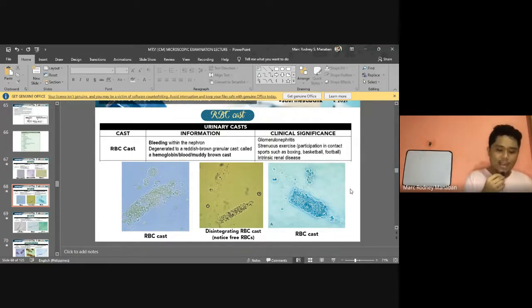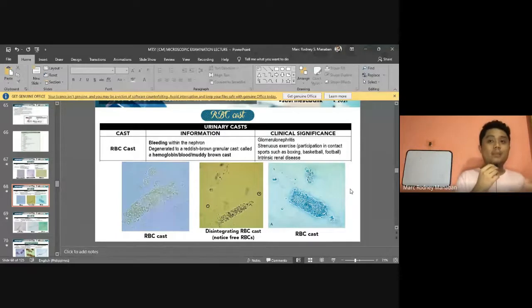Alright. Now, for RBC casts, after a long period of time, these RBCs can disintegrate or lyse, and of course they can release hemoglobin into your cast. Once this happens, your cast will be colored yellow-brown, or muddy brown. And once this happens, it is already called a blood cast, or a hemoglobin cast, or a muddy brown cast.